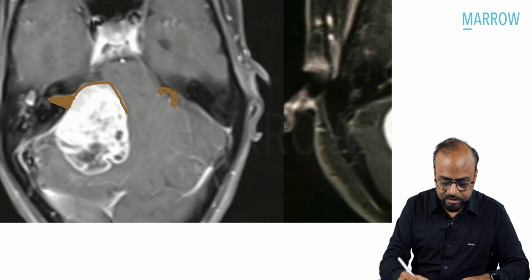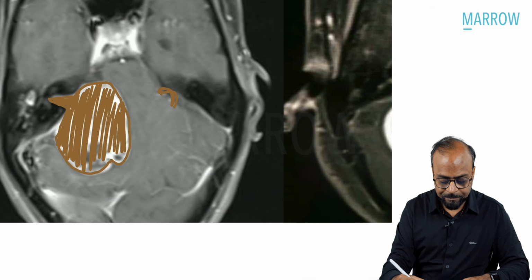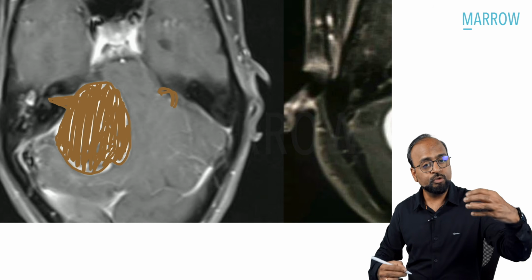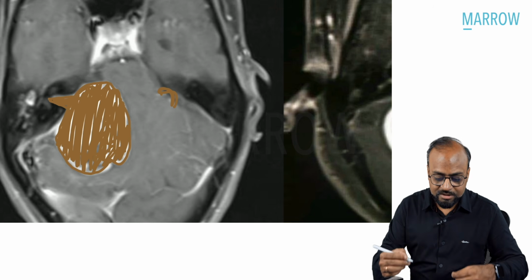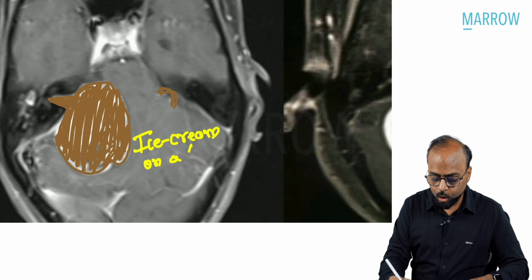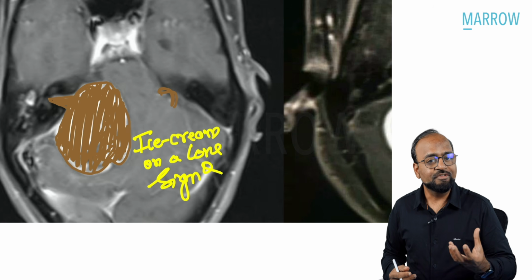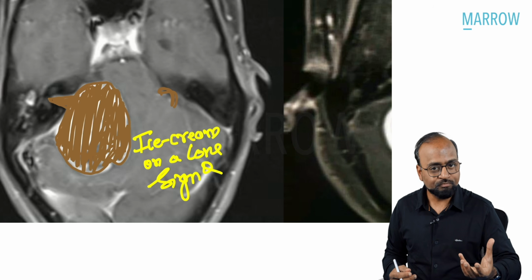So you can see here that there is a big chunk of the tumor sitting right in the cerebellopontine angle. If you look at this shape, it looks like there is a big chunk of ice cream over a small tapering cone, which is the extension of the tumor into the internal auditory meatus. So this is what is called the ice cream on a cone sign. This is a typical feature of a vestibular schwannoma or an acoustic schwannoma. Got it?